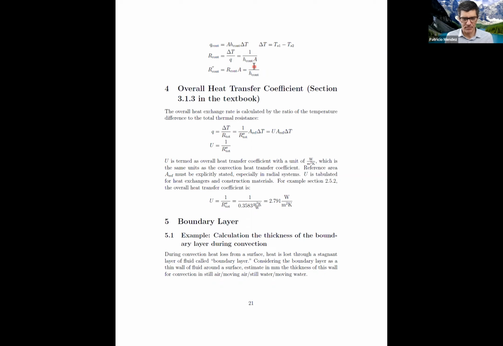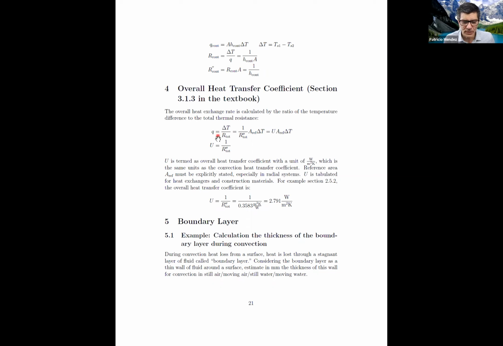So now that we know all these concepts of thermal resistance and how we can combine them, I want to introduce the concept of overall heat transfer coefficient, which is essential for heat exchangers. And by the way, when you buy windows, you also get that, right? So what is this overall heat transfer coefficient?